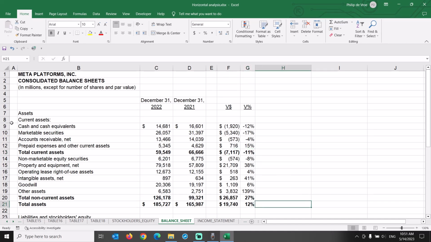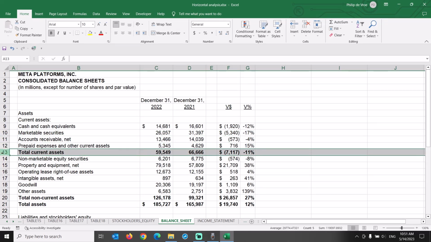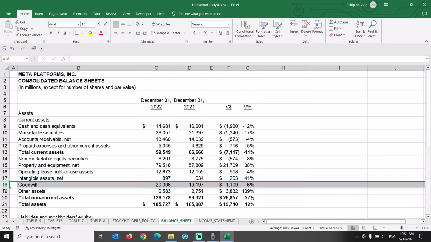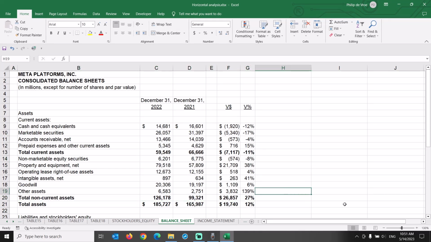Current assets are cash and other assets that are expected to be converted to cash within a year. Non-current assets are longer-term investments that cannot be converted into cash quickly. Here's an example why I would urge you to always look at both absolute values as well as the percentage change. Other assets has gone up 139%, which is the highest percentage change of any of the asset line items. But in absolute terms, that's only $4 billion out of the $27 billion increase in non-current assets.